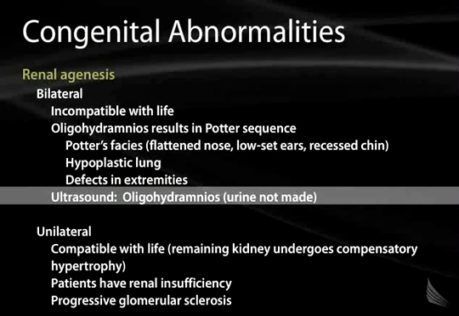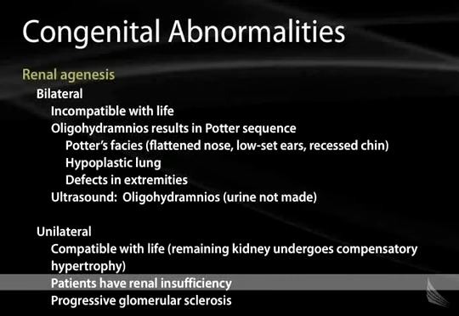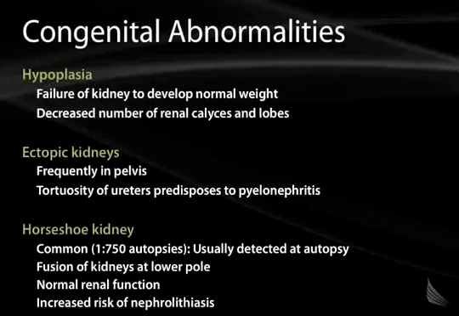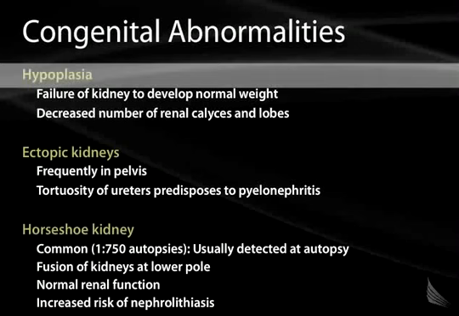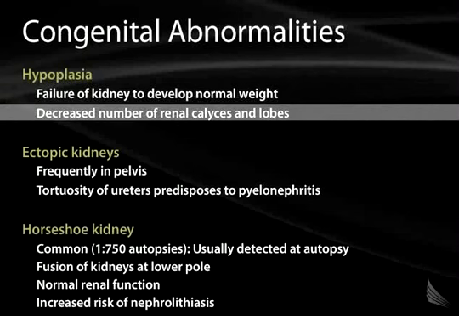If the renal agenesis is unilateral, this is usually compatible with life. The kidney that does exist undergoes a compensatory hypertrophy, and its function makes up for the absence of a kidney on the other side. These patients may over time, over a lifetime, develop renal insufficiency and progressive glomerular sclerosis due to the stress on this single functioning kidney. Now, another condition in which the kidney forms but not completely is called renal hypoplasia. This is a failure of the kidney to develop a normal weight, to develop the adequate number of renal calyces and lobes.